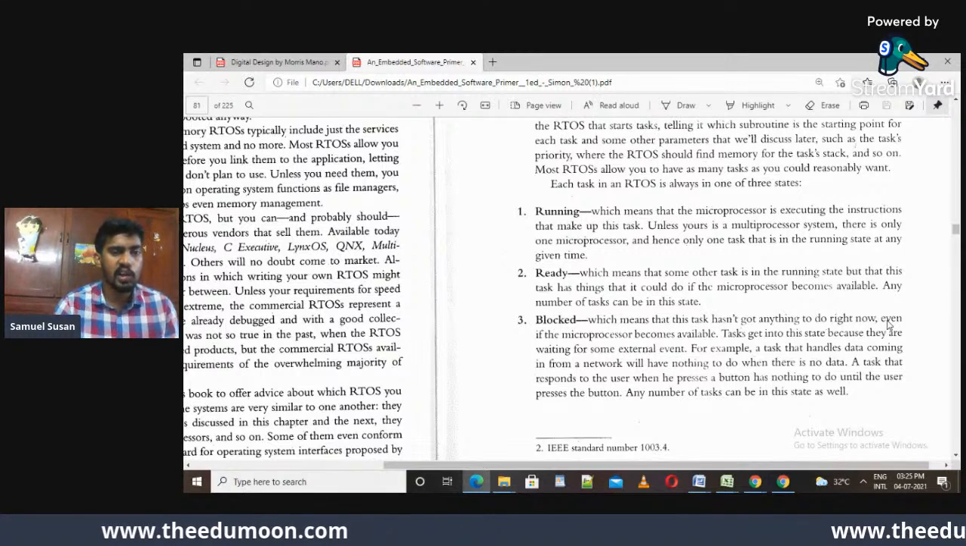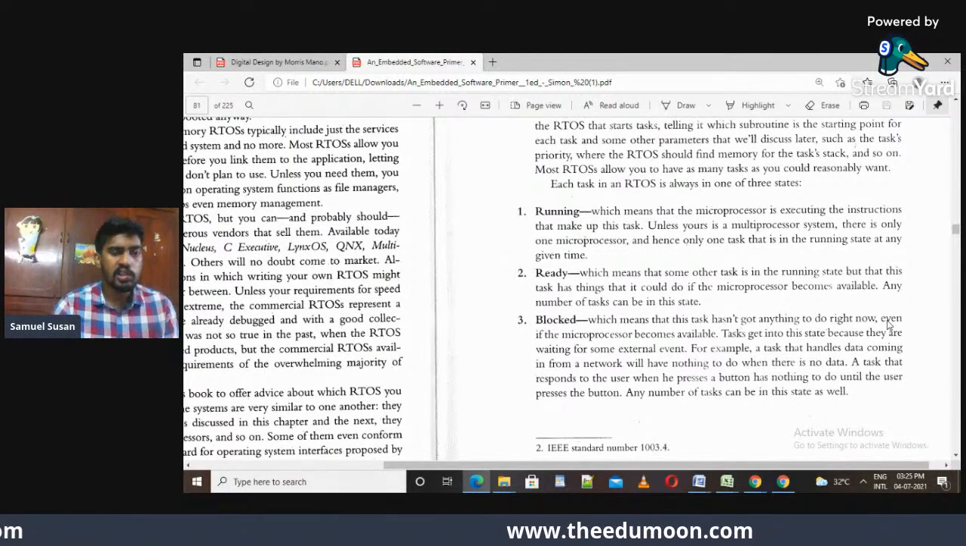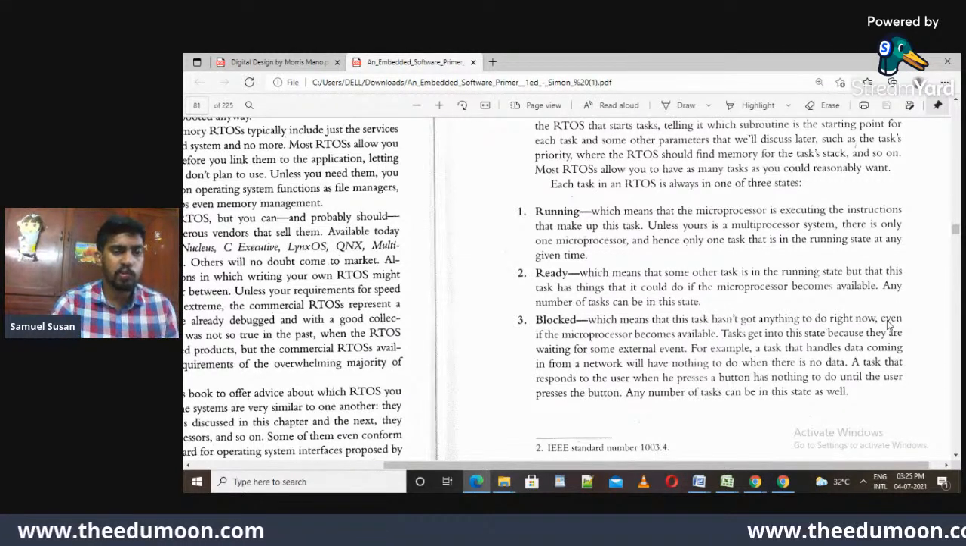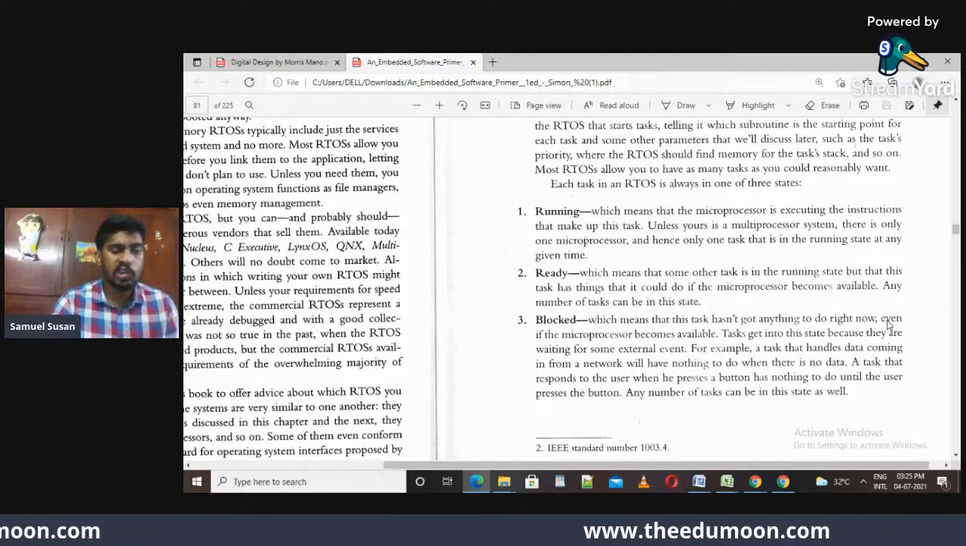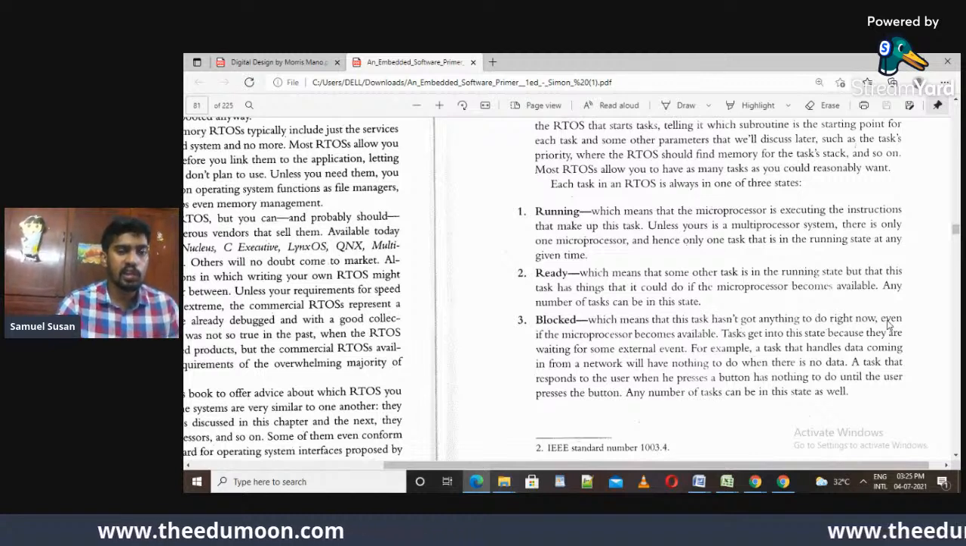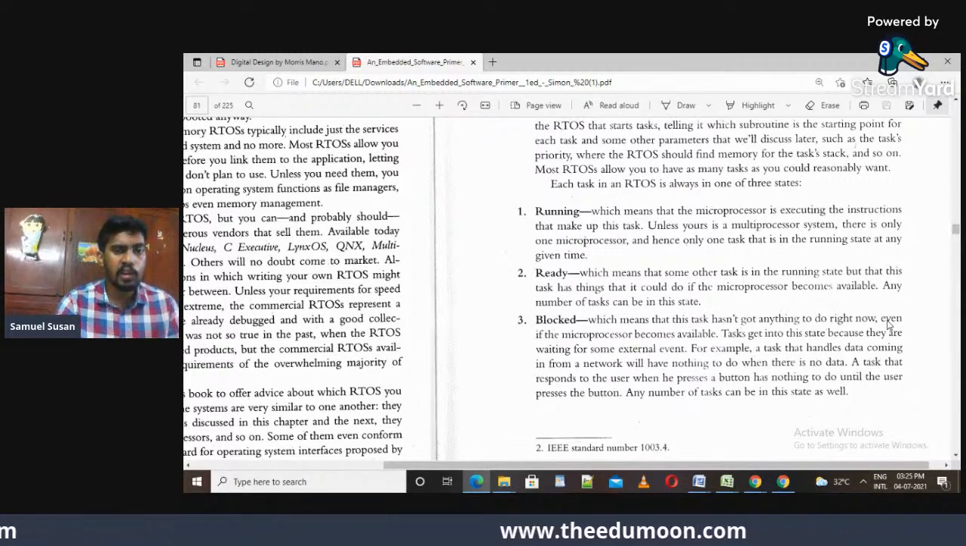Maybe it is waiting for the data that should be available, or maybe it is waiting for some signal or some external event to happen, right? For example, an alarm should go off, or some button should be pressed so that it can complete its task, or some data should be given from another task. So these are the cases. The task is not going to run any sooner, so it goes into the blocked state.